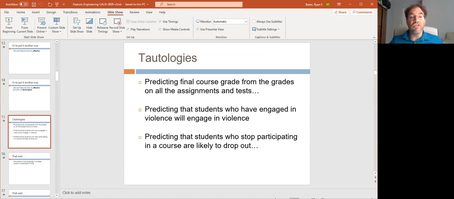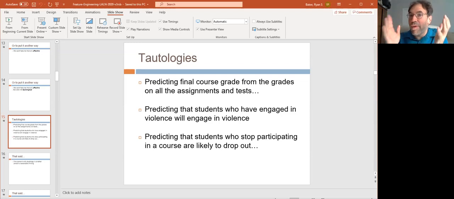Predicting that students who've engaged in violence will engage in violence. It might be true. It'll get you a model with really good numbers, but you don't need a machine learned model to say that students who have already gotten into one knife fight at school are gonna get into another knife fight at school. And we don't need a predictive model to say you gotta do something to support that kid. Predicting that students who stop participating in a course are likely to drop out.